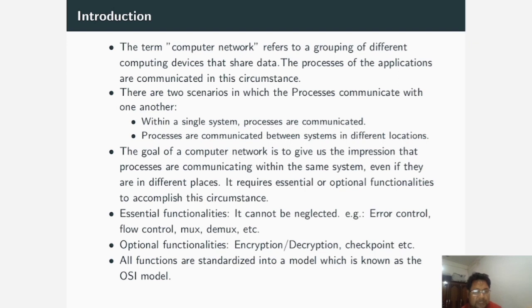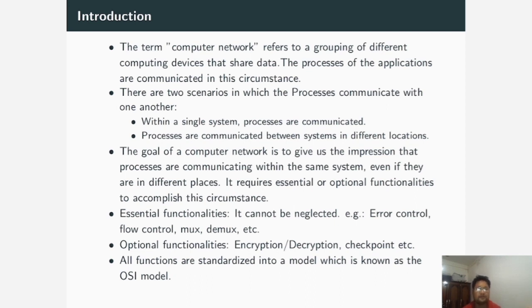There are two scenarios when processes communicate. One is a single system, and the other is different systems situated in different locations. In a single system, process communication is handled by the operating system. But for processes situated in different locations on different systems, computer networks are used. In a single system, when processes communicate, it happens very quickly and smoothly. But the processes are situated in different locations.